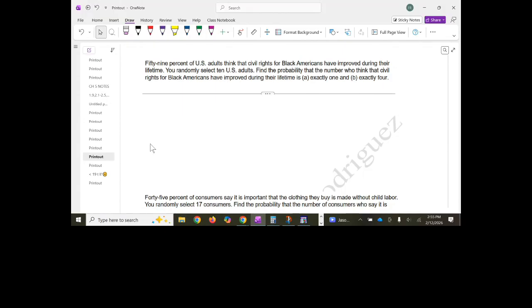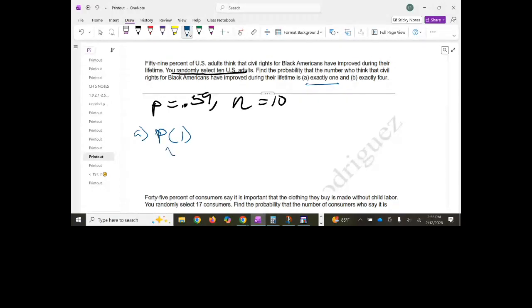Okay, first thing I'm going to do here, y'all, my p-value, 0.59. We randomly select 10 people. My N is 10. Okay, let's do part A. Exactly 1. We're looking for the probability that my X value, guys, is going to be equal to 1.